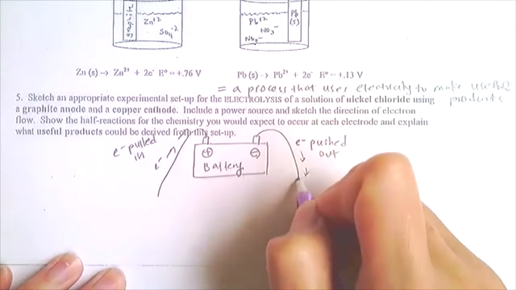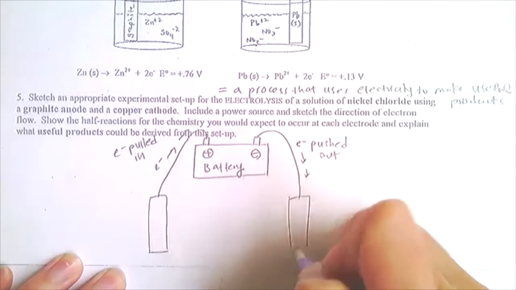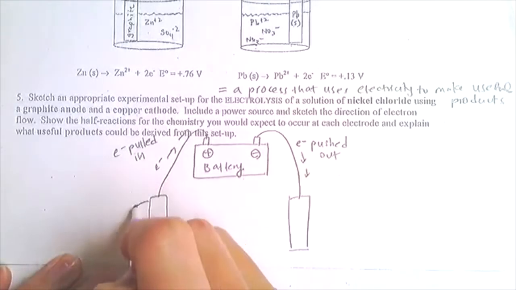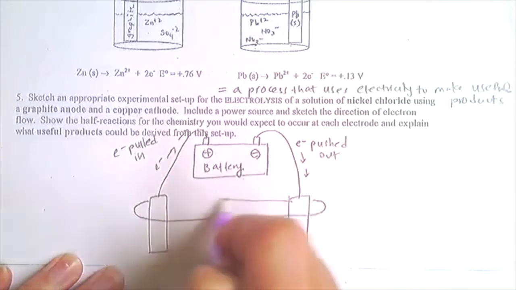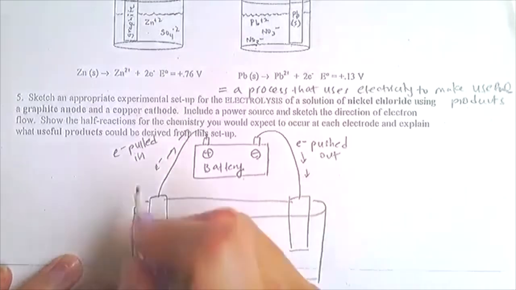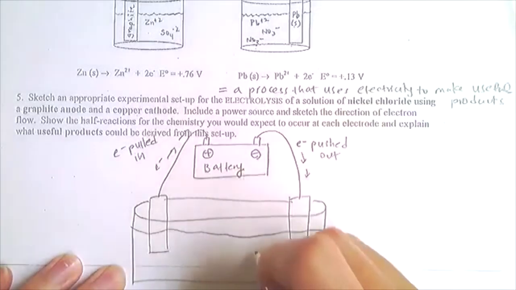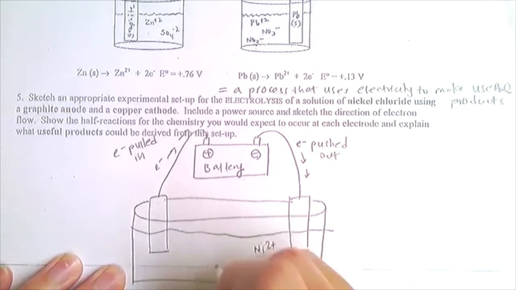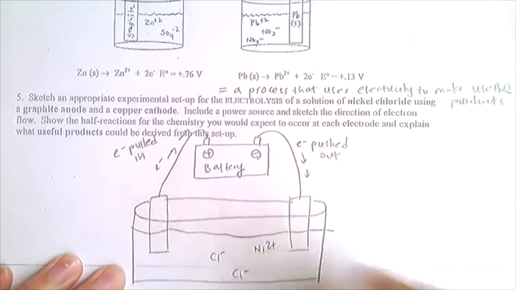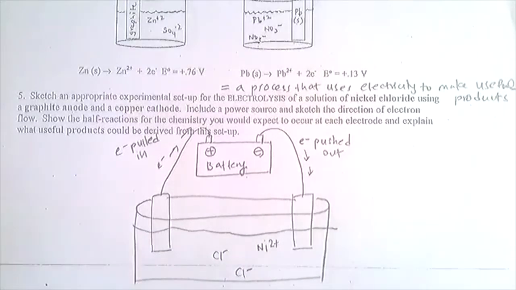And each end of the battery is connected to an electrode. And here we have a solution. And the type of solution that we're using is nickel chloride. So this solution will contain some nickel ions and chloride ions. Okay, so let's take a look at the chemistry that's going to occur at each electrode.